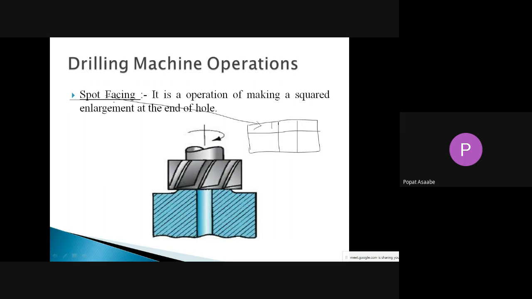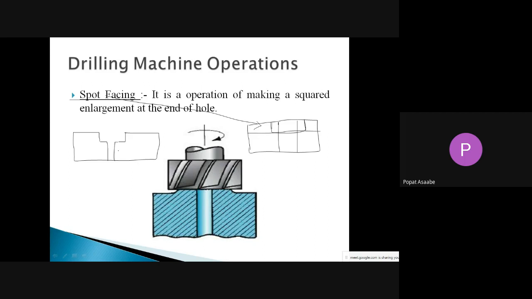Spot facing means, again, it is a similar process. It is the process of making the enlargement, or we can increase the diameter of that hole, but we can increase the diameter up to some portion in a square manner. Okay, it means we can produce the hole like this. This is the workpiece, and this shape we can produce. This is called spot facing. This square enlargement we can carry out at the end of the hole.